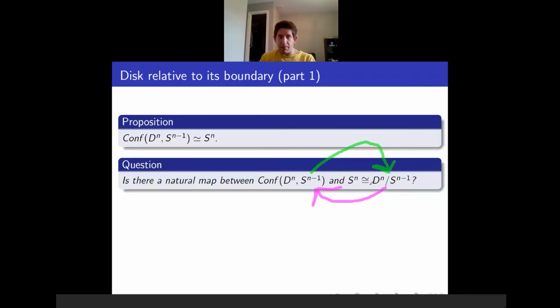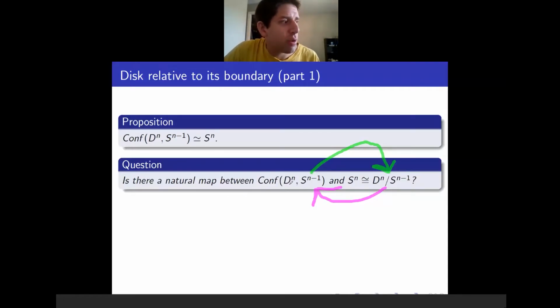Zach, do you have a guess? The one that goes from right to left is natural. Is what? The one that goes from D^n mod S^(n-1) to conf is natural because you just include. Yeah. So what's the image of the purple going to be? It's going to be the image of conf 1. So this will be the configurations of at most 1 point.